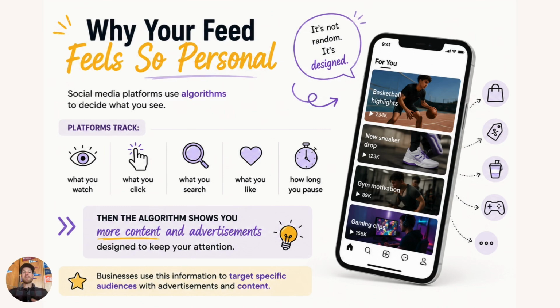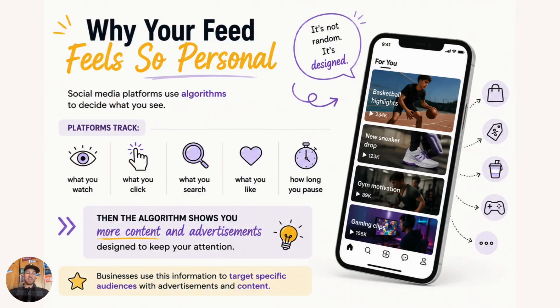Social media platforms use the algorithms of what we spend our time consuming to decide what we see. When the algorithm shows me content and advertisements designed to keep my attention, that's the algorithm working its process. So businesses use this information to target specific audiences with advertisements and content.